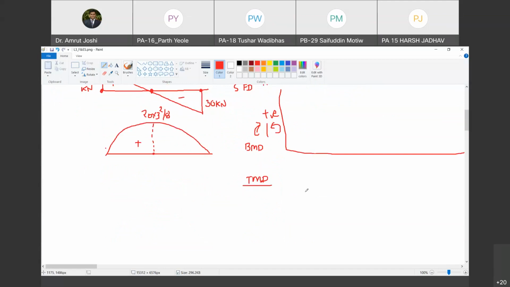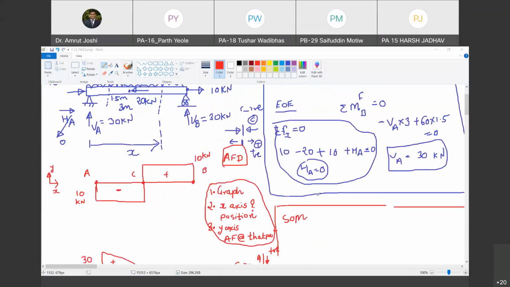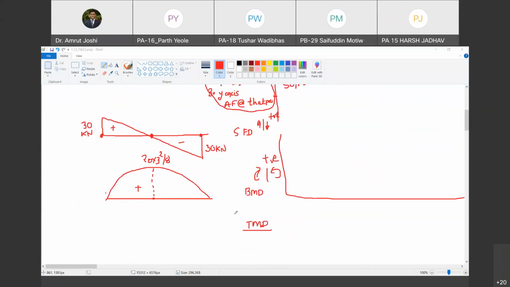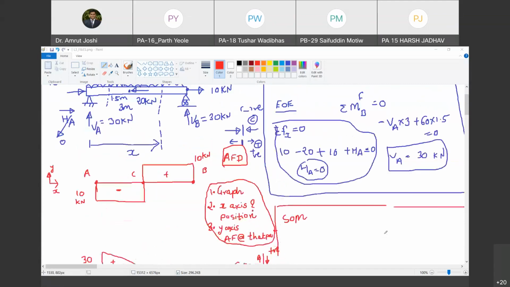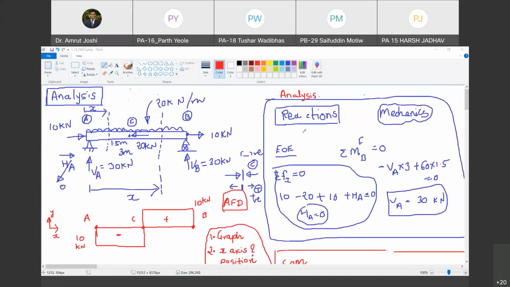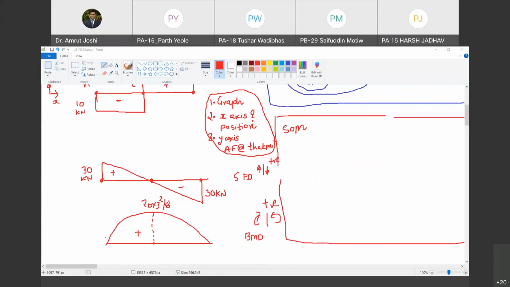Okay, so these are called as first level diagrams that you have learned in strength of materials. Do these diagrams come under the analysis? Yes. So right now we are trying to list down everything that comes under the analysis. So first level diagrams, that's what I will say. So what do I mean by first level diagrams? Yes, sir. You are changing the position and you are plotting some quantity at that position.